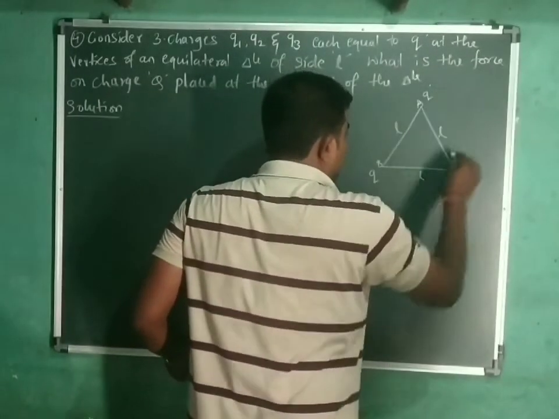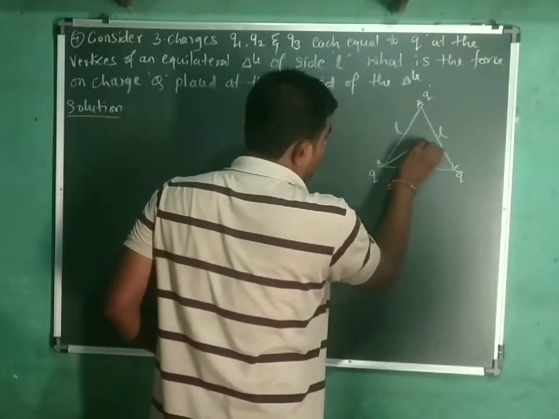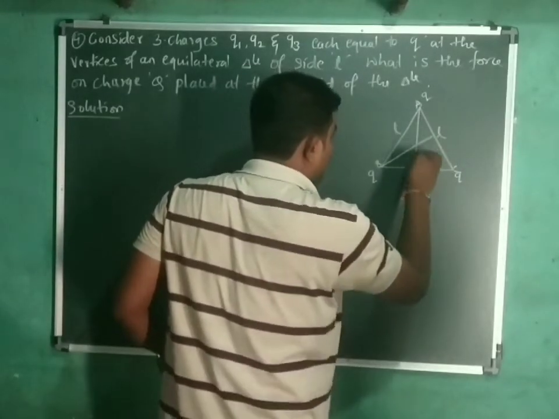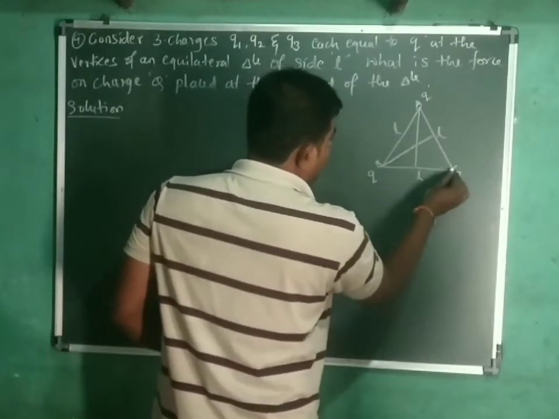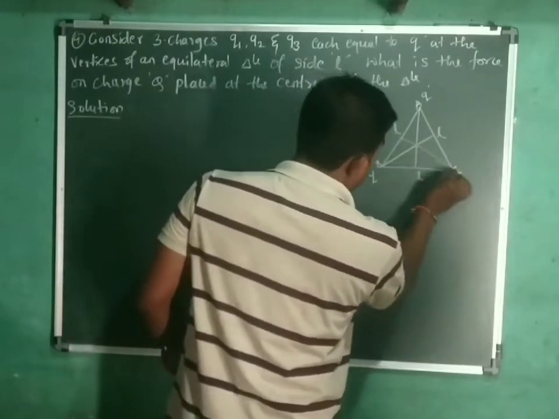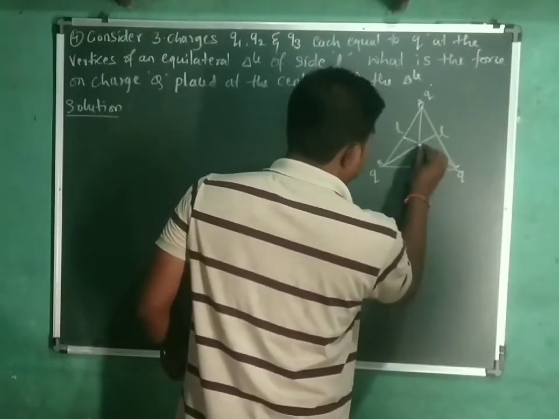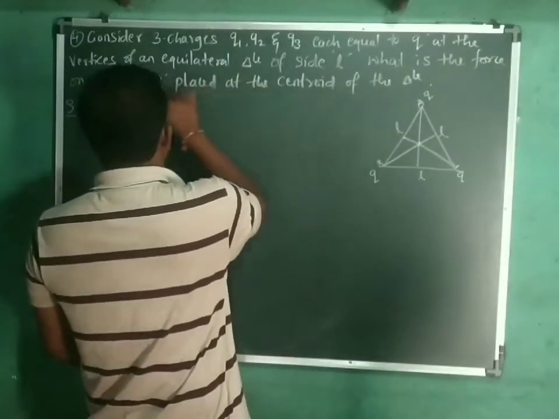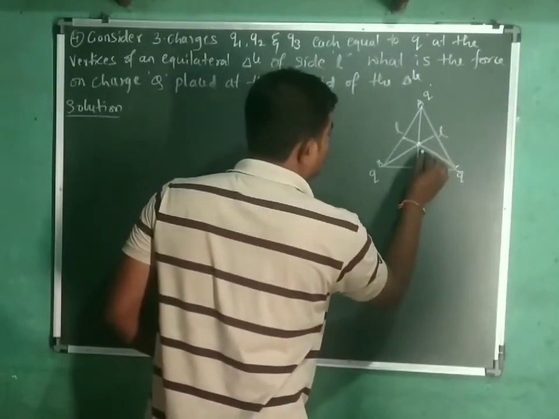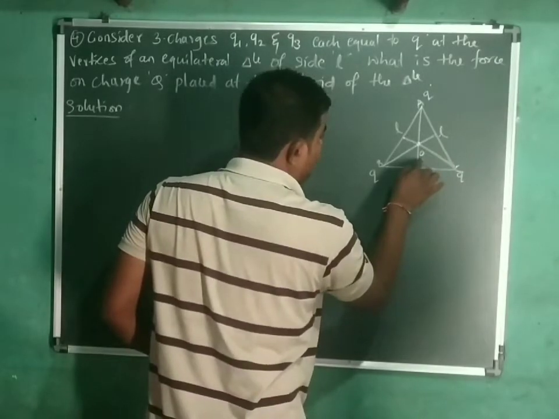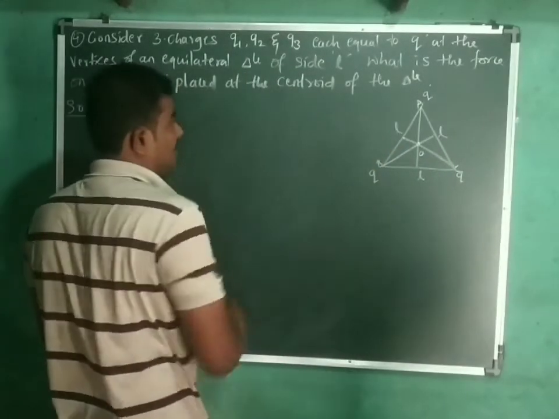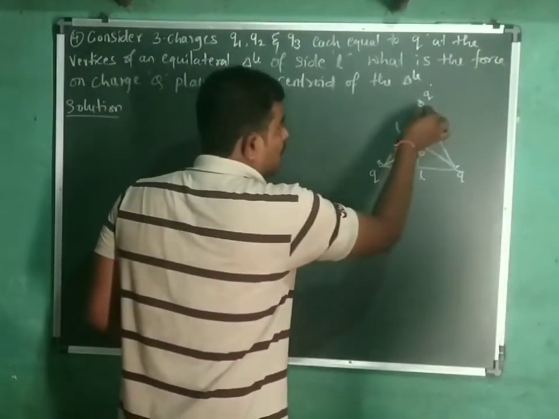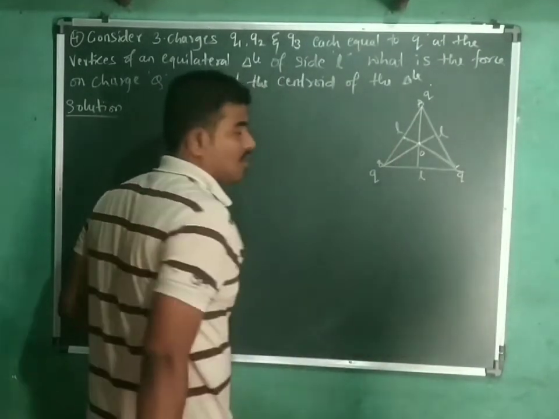For AC I will draw a perpendicular, for BC I will draw a perpendicular, and for AB I will draw a perpendicular this way. And this is the centroid. At this place they have placed a charge, that is Q. Let us call it O. At O location Q charge is there, and on that Q charge the force due to A, B, C we are supposed to find out.